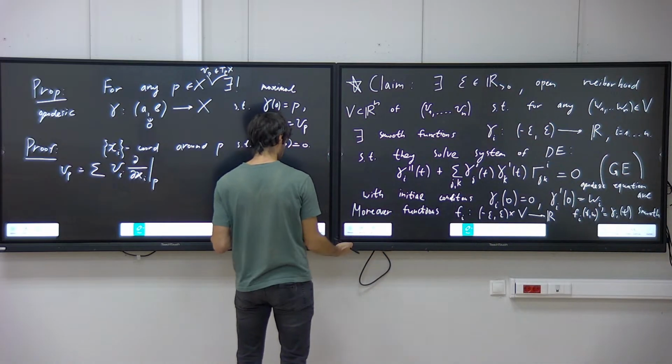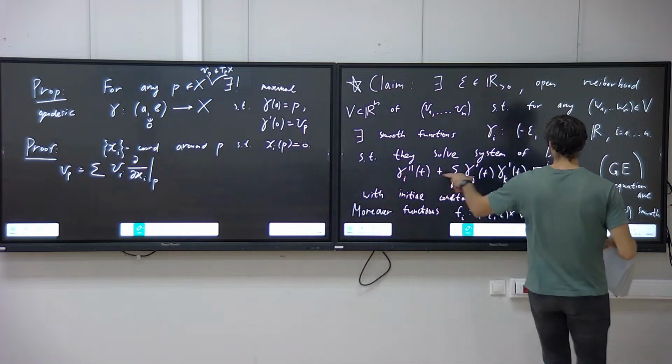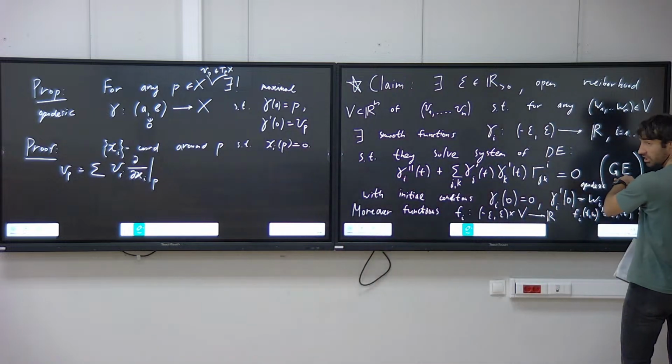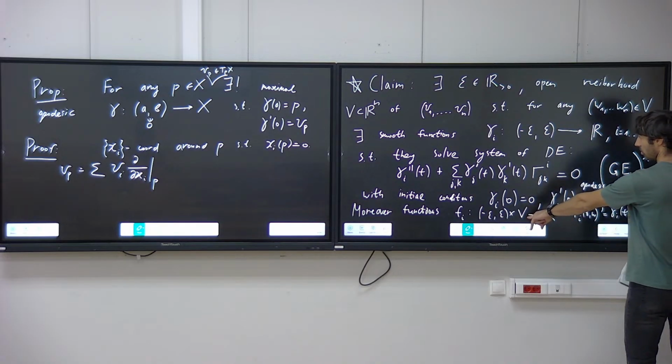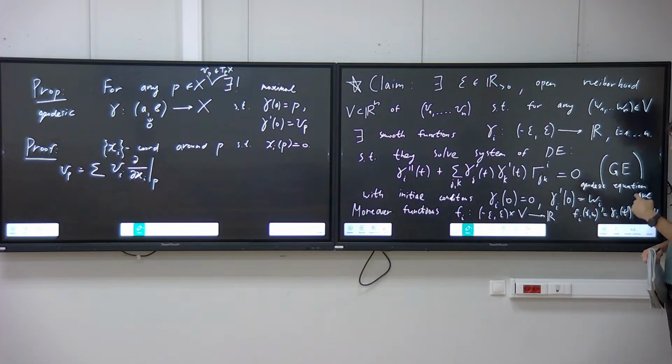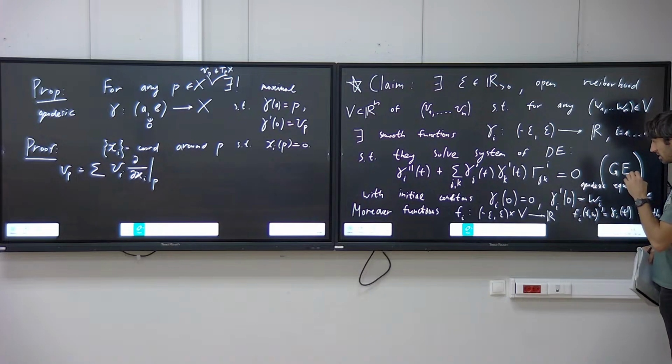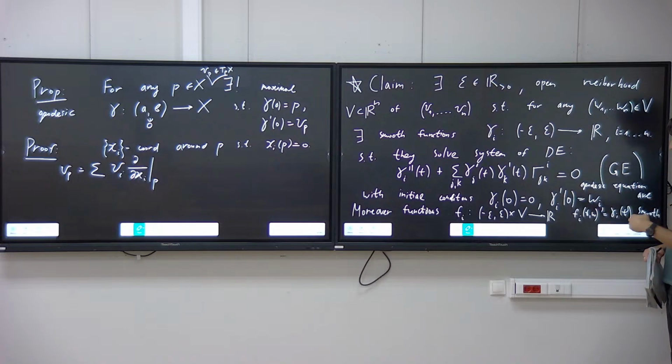Well, this is the claim. What I needed from this claim is first the explicit form of the geodesic equation, and second, smooth dependence on initial conditions. So for each fixed point there is some open neighborhood of initial conditions, and my solutions will depend smoothly on these initial conditions, locally.